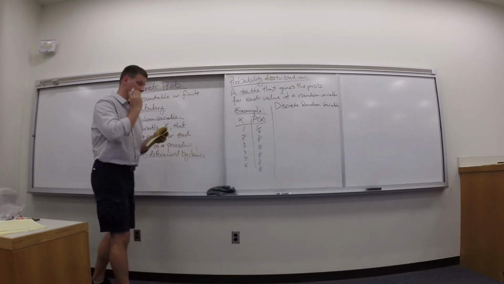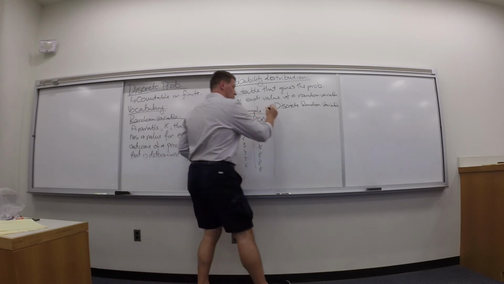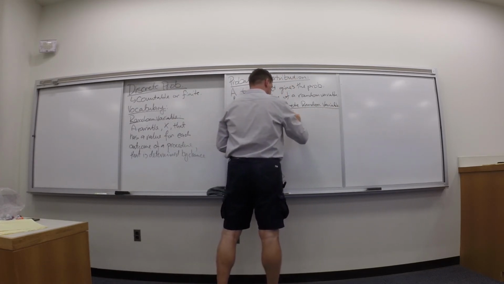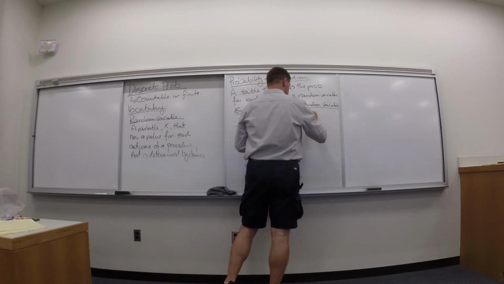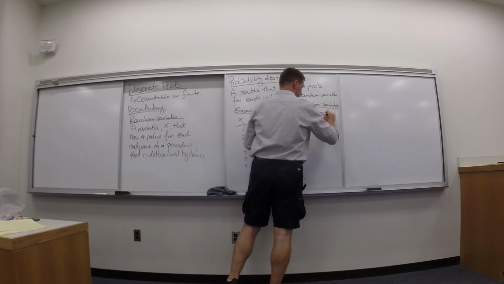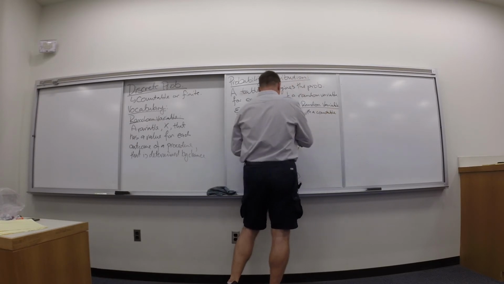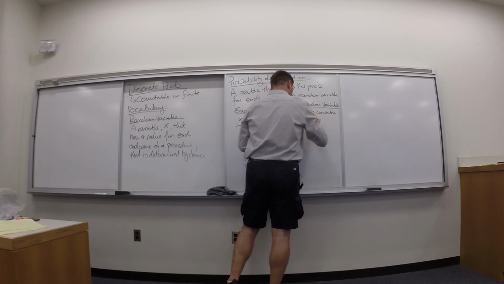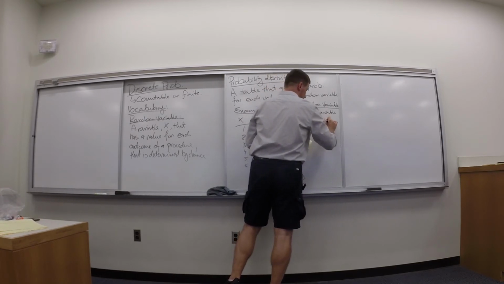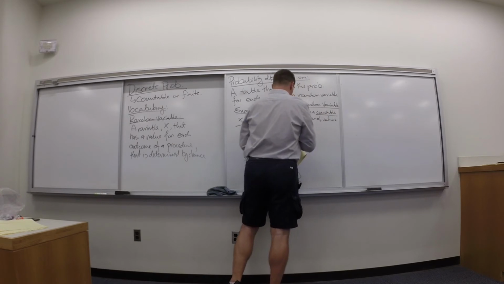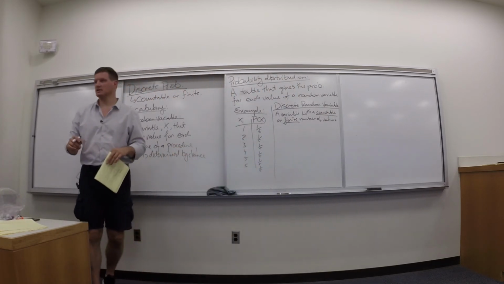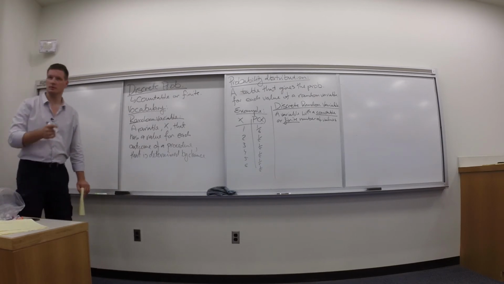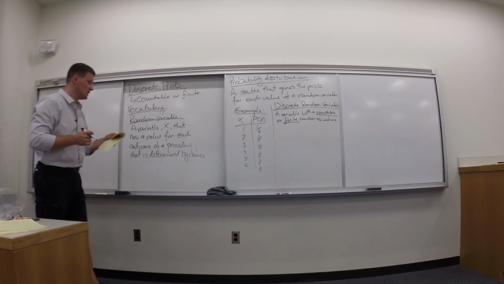There's a discrete random variable, which we are going to be dealing with in this chapter, which says a variable with a countable or finite number of values. If it's finite, it's countable. We can count things, even if it's a very big number, we can count it.